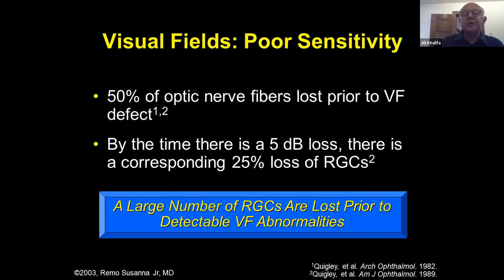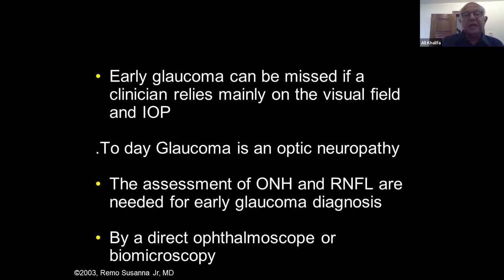50% of the optic nerve fibers are lost prior to visual field defects, and by the time there is a 5 decibel loss, there is a corresponding 25% loss of retinal ganglion cells. Therefore, a large number of retinal ganglion cells are lost prior to detectable field abnormalities. Therefore, early glaucoma can be missed if a clinician relies mainly on the visual field and intraocular pressure.